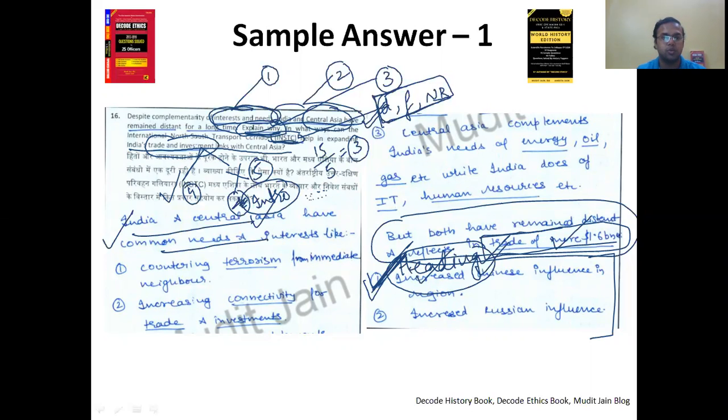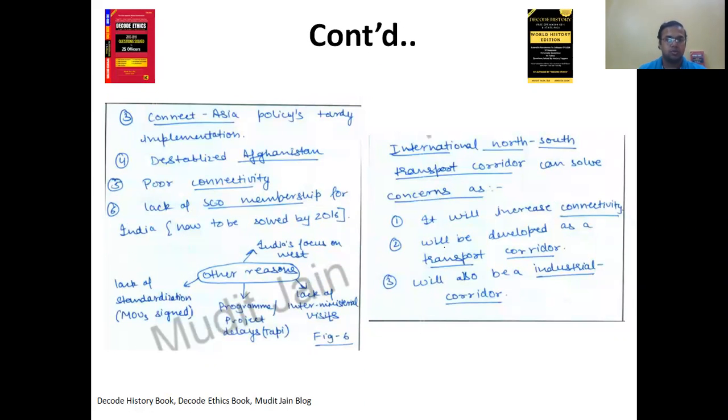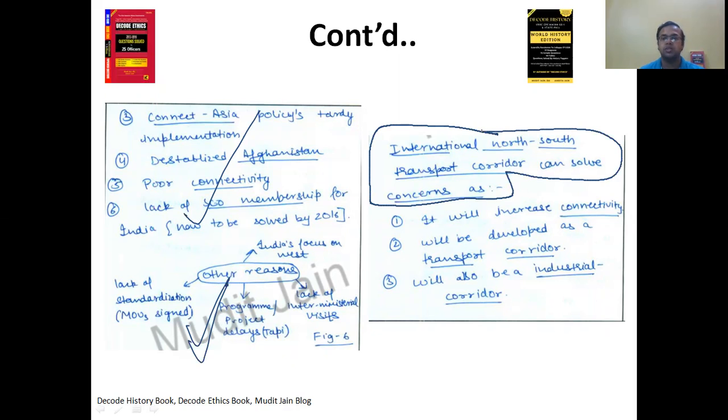Then the fourth part was trade, investment and link. So the reasons I mentioned very well, 6 points, and then I have made a diagram as well. So as I told, we first should define what is INSTC, we should write facts about it. This is my fourth mistake of this answer. I have not done that. So learn from my mistakes, try to attempt this question and then do it holistically.